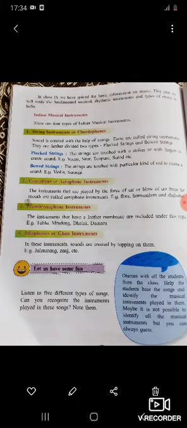The next is membranophone instruments. The instruments that have a leather membrane are included under this type, that is the tabla, mridung, dholak, and damru. The fourth type of Indian musical instrument is idiophones or ghan instruments. In these instruments, sounds are created by tapping on them. That is jalatarang or jhanj.